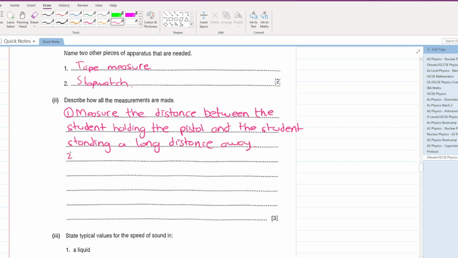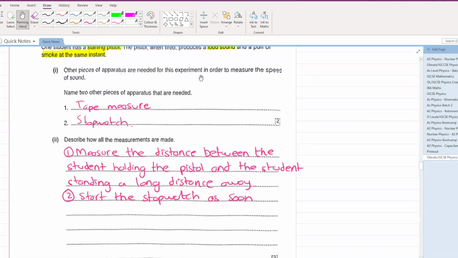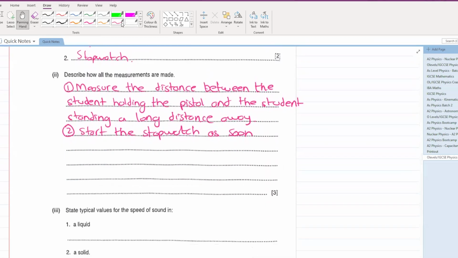What should be your second point? Start the stopwatch. You can say, start the stopwatch as soon as the student sees what? A puff of smoke. As soon as the student sees the puff of smoke.